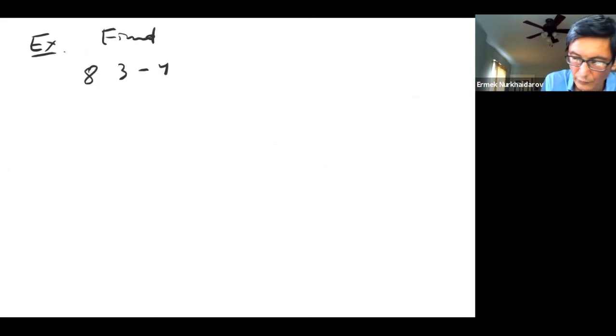Example. Find the product of the matrix with rows 8, 3, minus 4 and 5, 1, minus 1 times the vector 1, 0, 2.